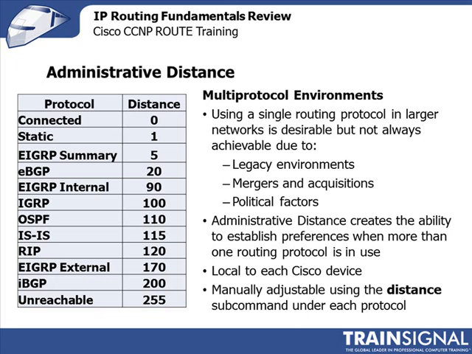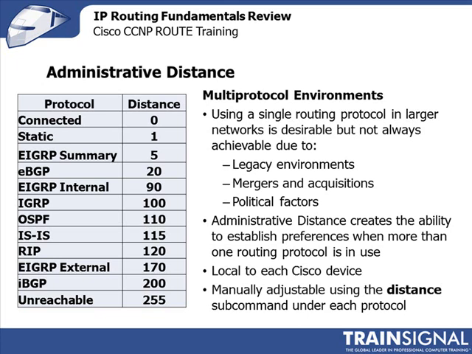Connected routes are 0 because they are inherently believable. Static routes are more believable because they're manually configured, even if they're done with transposed numbers. EIGRP summary routes are 5. eBGP is 20, and you might notice that iBGP is 200 for reasons we'll talk about later. But of all the IGPs, you'll notice that EIGRP internal routes are going to be preferred. IGRP, oddly enough, is still on the table, but you have OSPF, IS-IS, RIP, and so forth. But the point is, this is the preference.